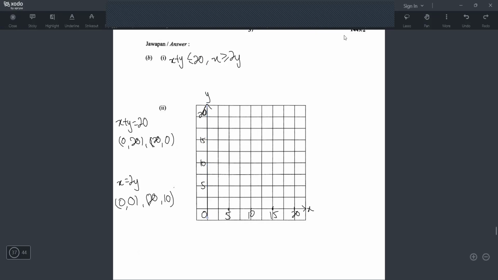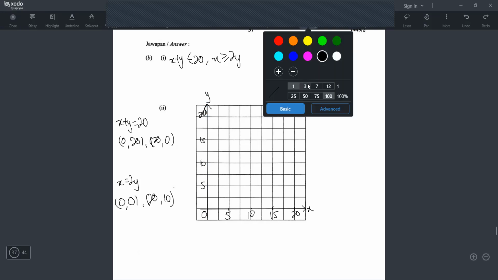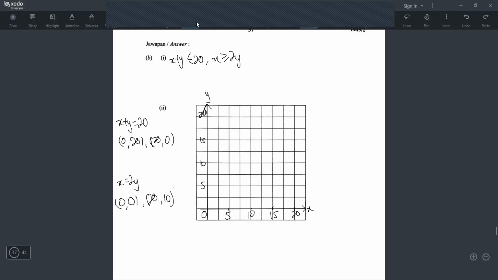Okay, and then another x-axis like this, right? I will try to use a thicker line. Okay, let's go. The first point is 0, 20, and this one is 20, 0. So when you join them, it's going to end up looking like this. And don't forget to write the equation x plus y equals 20.